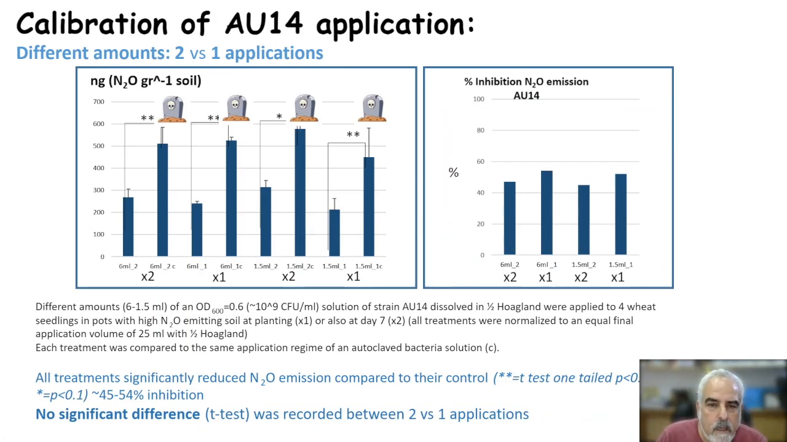So let's continue. Another thing we wanted to see is, is it enough to apply once, or should we apply twice during the growth season of the cereal? And you can see in the left figure, once again, dead versus live. And in all cases, the live bacteria gave very similar results, always very significant compared to the dead bacteria. All of them removed approximately half of the emitted gas.